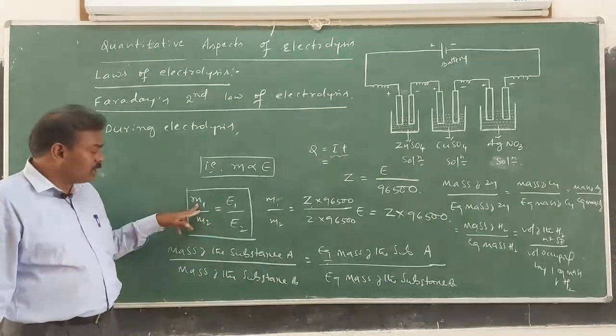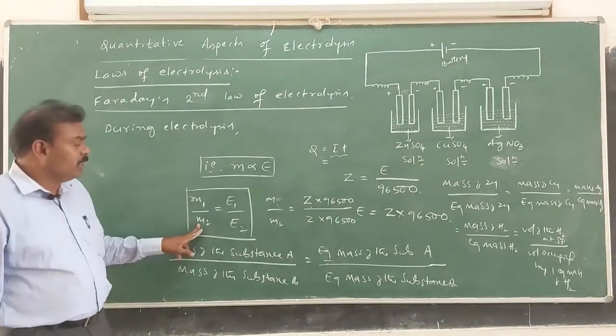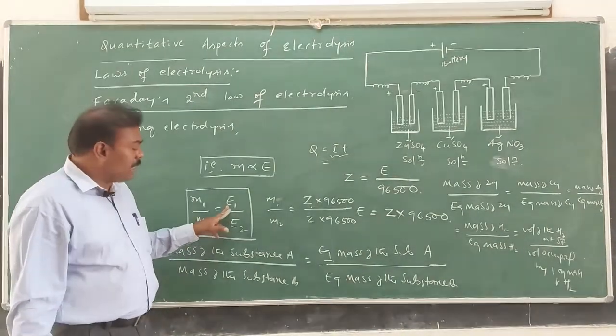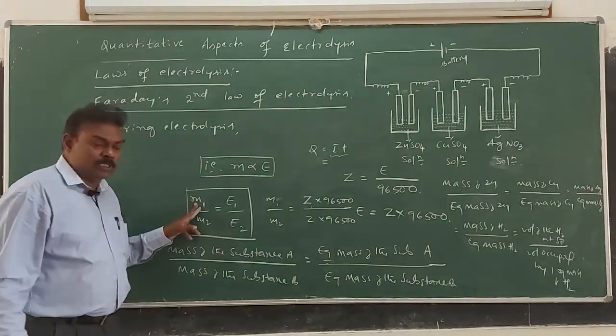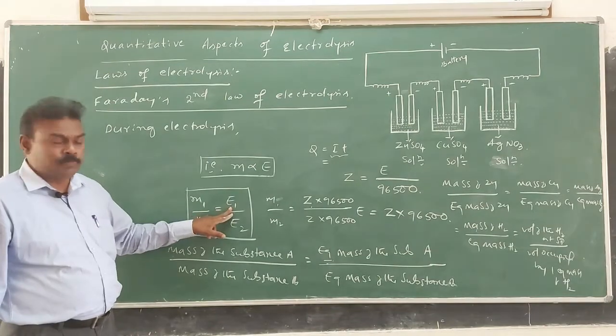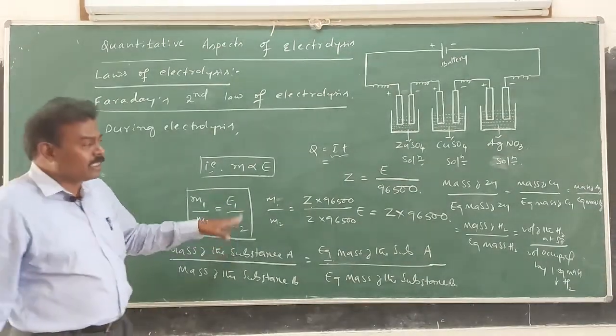According to the relation, mass of the substance A divided by mass of the substance B is equal to equivalent mass of the substance A by equivalent mass of the substance B, or mass of the substance A by equivalent mass of the substance A equals mass of the substance B divided by equivalent mass of the substance B. Let me take some examples.